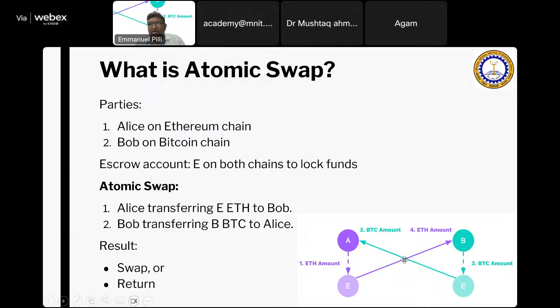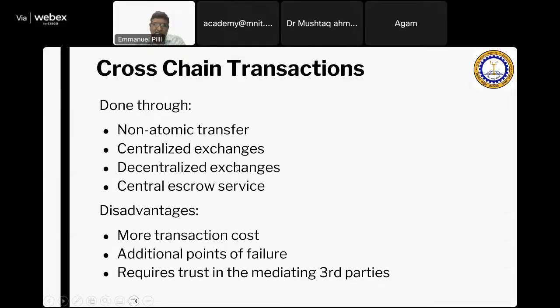Atomic swap, what is happening? In an atomic swap, I am trying to make a transaction from Ethereum to Bitcoin. So one person has Bitcoin, the other person has Ethereum. They are exchanging. This person is giving Ethereum there, and that person is giving Bitcoin here. So Alice, A, is on the Ethereum chain, B is on the Bitcoin chain. So there is an escrow on both chains to lock the funds. So Alice is transferring E Ethereum to Bob, and B is transferring B Bitcoins to Alice. So the result is an exchange. So many ethers equivalent to so many Bitcoins are exchanged. No problem. Otherwise, both will get back their money. Rollback happens. So that is how it happens.